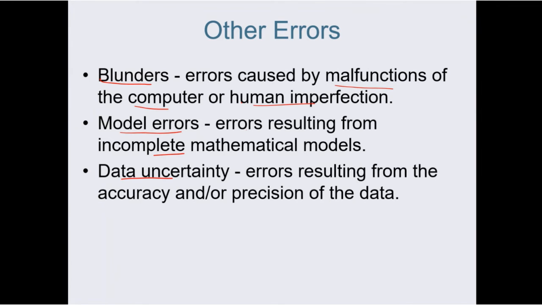Data uncertainty: some errors also result from the error in the data that we have. Whatever physical properties we are using for the system, if those are not correct, you are again going to end up getting errors in the solution of the problem using this data. So that's the end of chapter 4. It's all about errors.